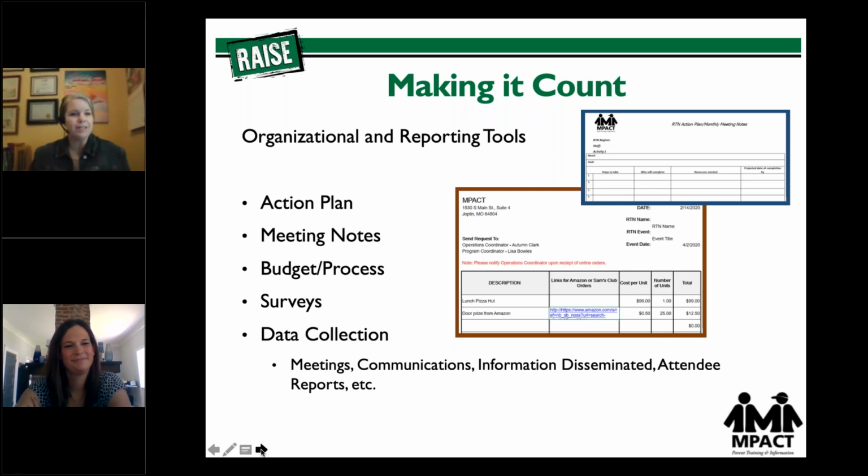And then we have a very simple process. We've got a document that they need to submit their budget on. We order a lot of stuff through Amazon Smile, so when we do that, we have them send the link to our operations coordinator. And then of course, data collection. Each staff member needs the action plan, but they also need to collect survey data and enter all their activity in our database. That's where we're able to track our data. Of course, we have to make sure that everything is documented.